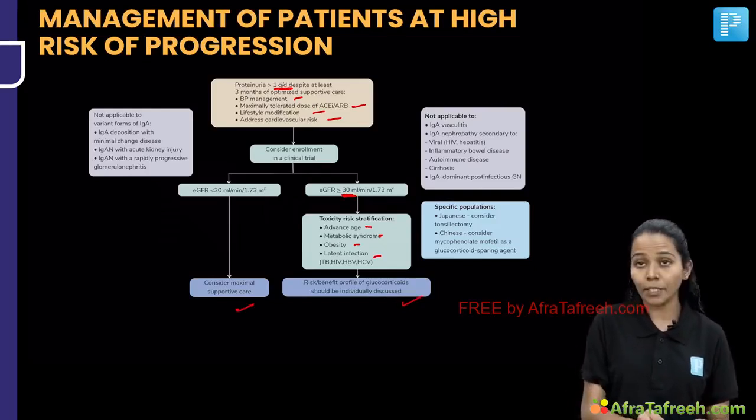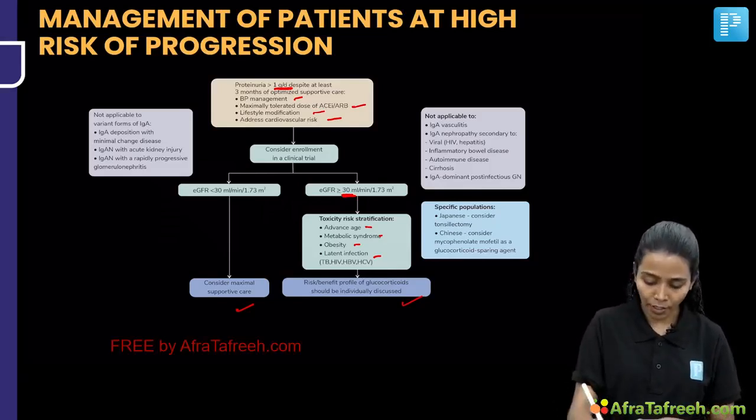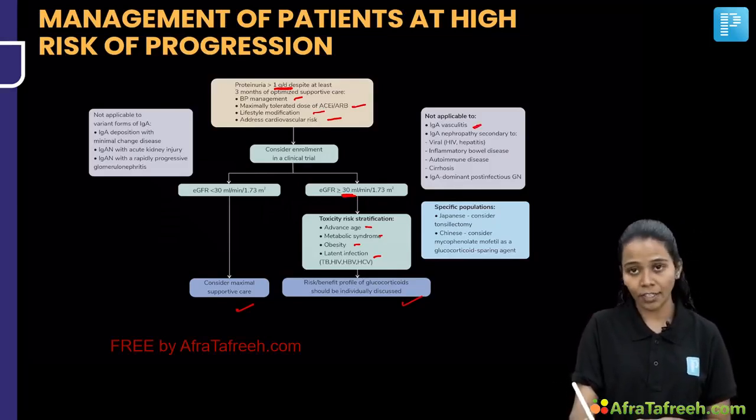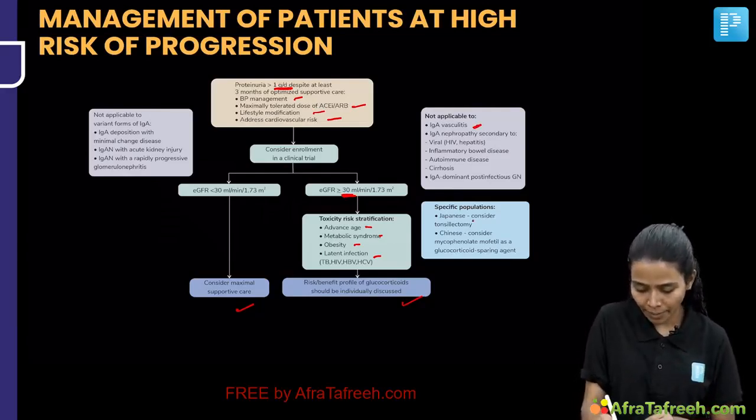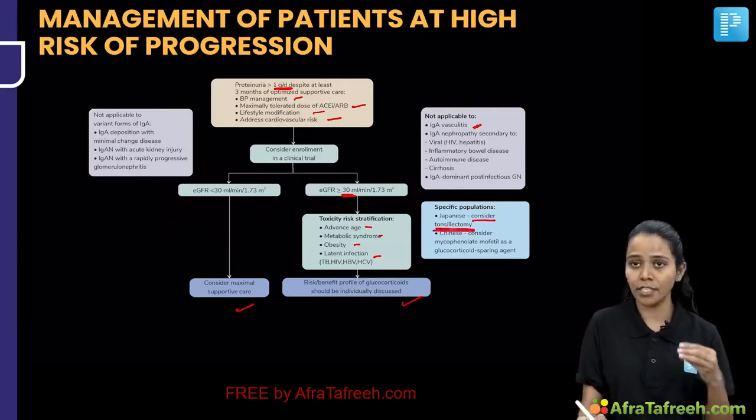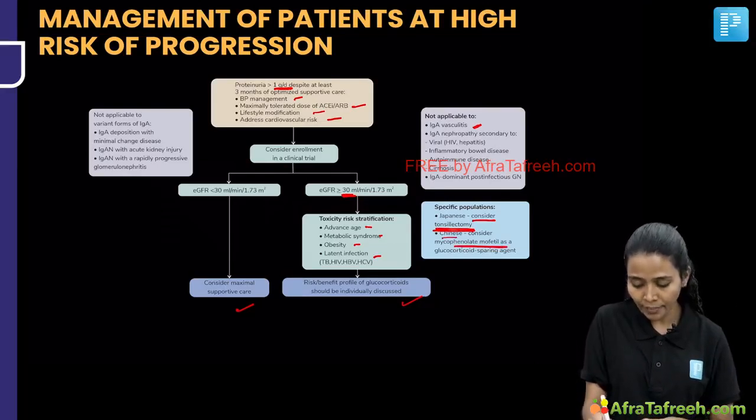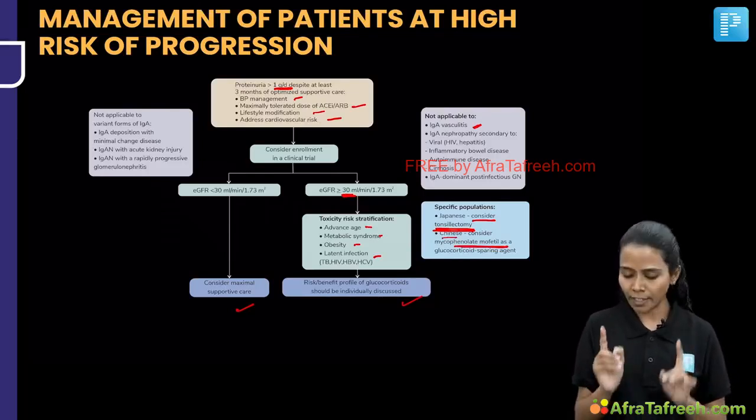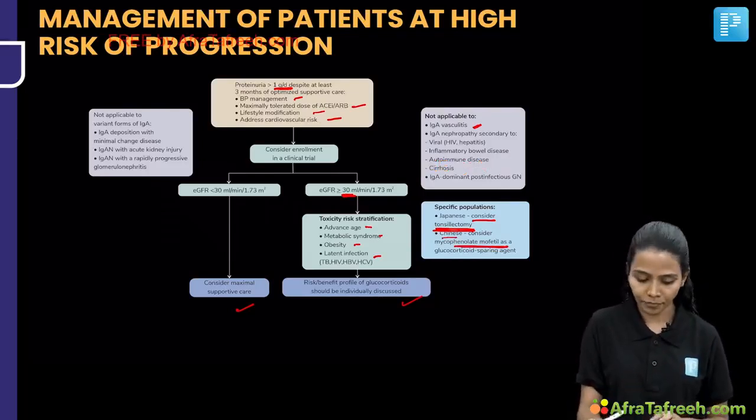This is not applicable to variant forms of IgA like IgA with minimal change disease, IgA with AKI or RPGN. Then this is not applicable to IgA vasculitis or IgA nephropathy which is secondary. Specific populations where specific treatments are helpful: in Japan, consider tonsillectomy, where universally all these patients undergo tonsillectomy, and in China they consider giving MMF as a steroid sparing agent. So in Japan, it's tonsillectomy. In China, it is MMF.